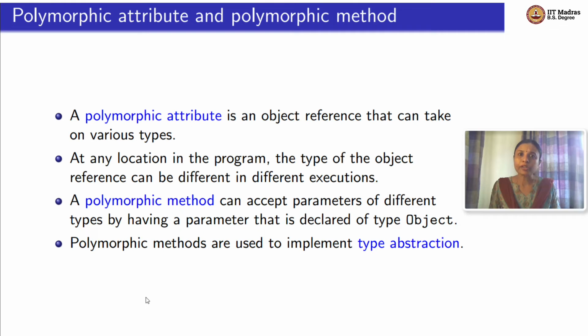Like polymorphic attributes, we have polymorphic methods. Polymorphic methods can accept parameters from different types by having a parameter that is declared of type object. So when I want to do type abstraction, I use polymorphic methods. A polymorphic method can take on different code in different executions.